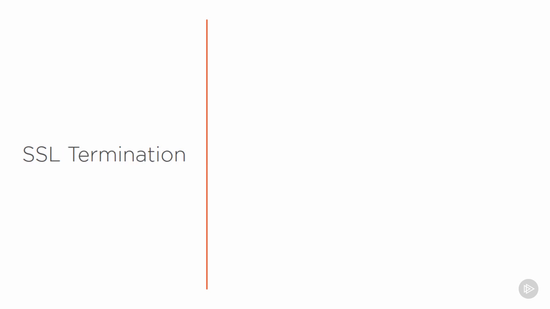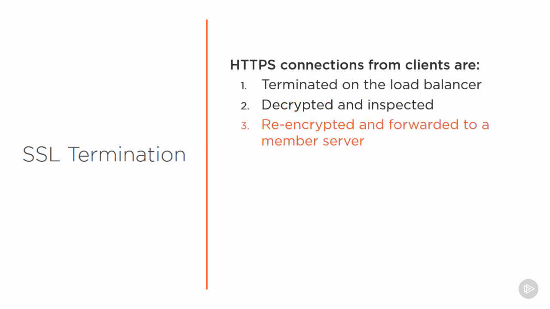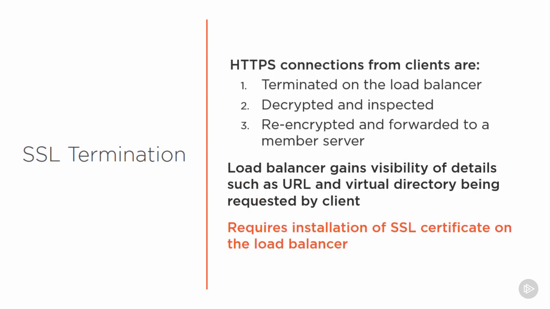With SSL termination, the HTTPS connections from the client are terminated on the load balancer, where it can decrypt and inspect that traffic, and then re-encrypt and forward the traffic to the member server. This means that the load balancer does gain visibility of details such as the URL and the virtual directory that are being requested by the client. However, this does require installation of an SSL certificate on the load balancer so that it can terminate and decrypt those sessions.